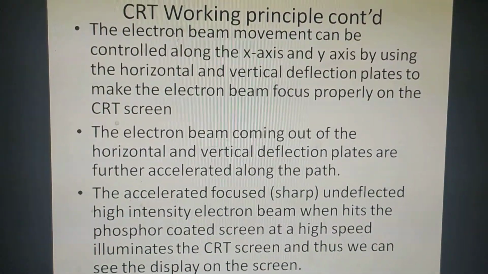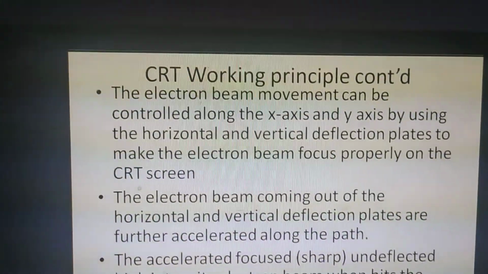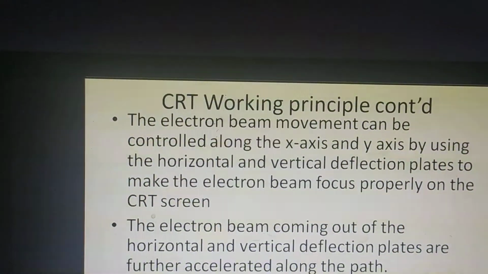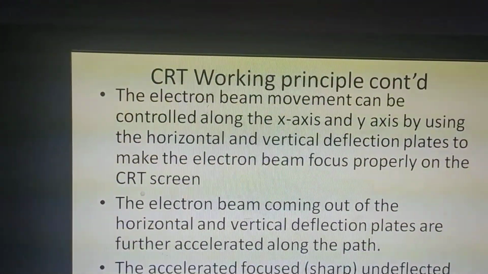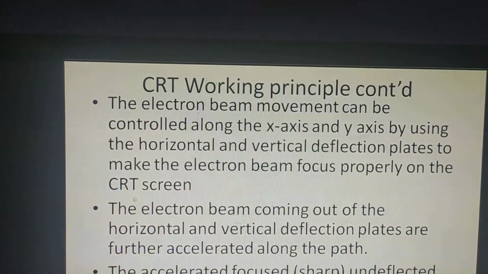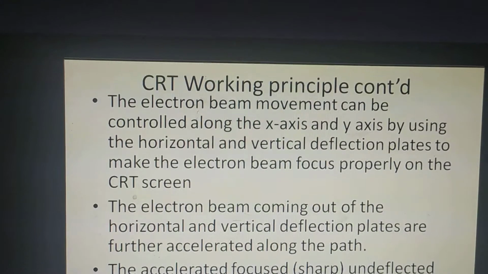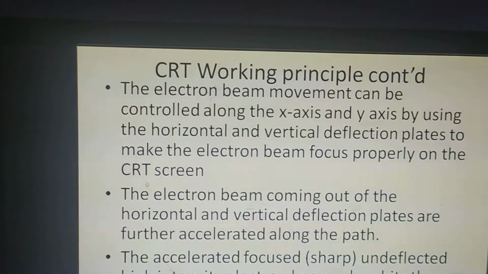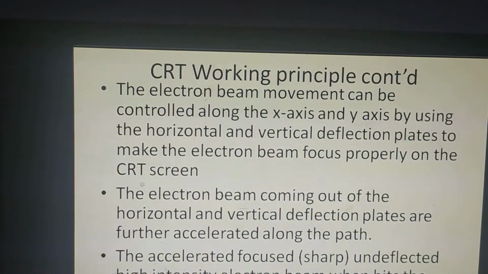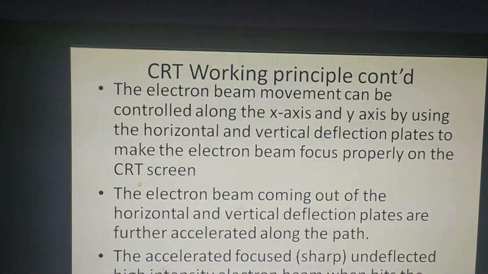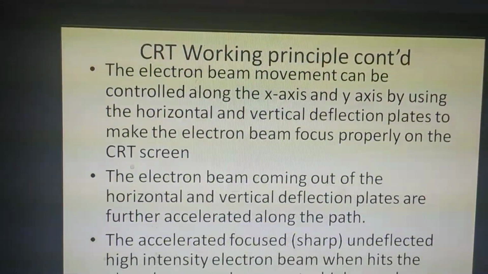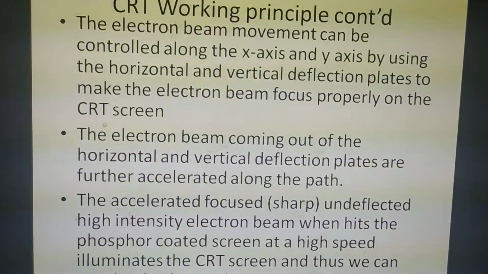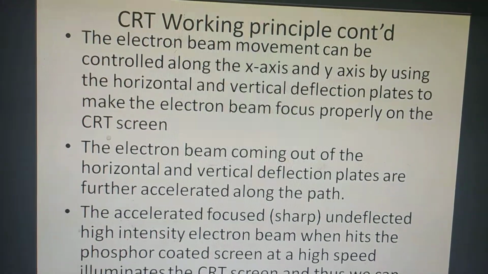Okay, so the electron movement can be controlled along the x-axis and y-axis by using the horizontal and vertical deflection plates, and we can make the electron beam properly focus on the CRT screen. The electron beam coming out of the horizontal and vertical deflection plates is further accelerated along the path. Okay, the speed has to be further increased so that all the electrons reach the screen.